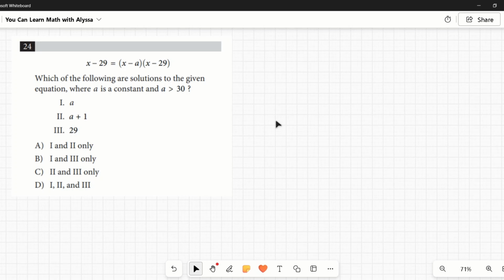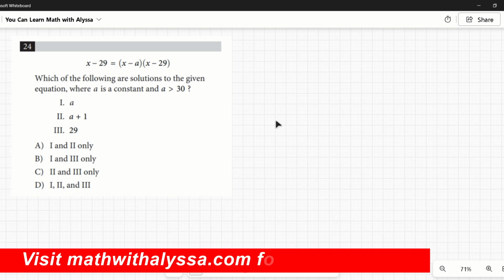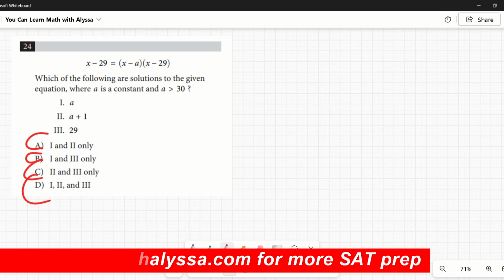24, x minus 29 equals x minus a times x minus 29. Which of the following are solutions to the given equation, where a is a constant and a is greater than 30? Is 1) a a solution, 2) a plus 1 a solution, or 3) 29 a solution? All right, and at least one of them is a solution because look at our options. 1 and 2 only, 1 and 3 only, 2 and 3 only, or 1, 2, and 3.